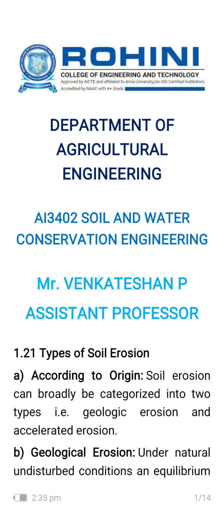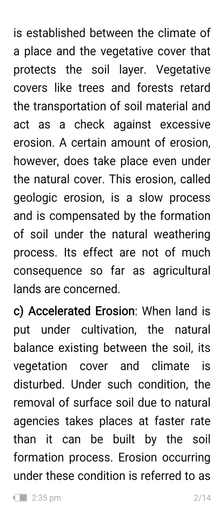According to origin, there are two types. One is geological erosion and another one is accelerated erosion. What is meant by geological erosion? Under natural undisturbed conditions, an equilibrium is established between the climate of a place and the vegetative cover that protects the soil layer. Vegetative covers mean living things, for example trees and forests, which retain the transportation of soil material and act as a check against excessive erosion. So it helps the soil stay in the original place.